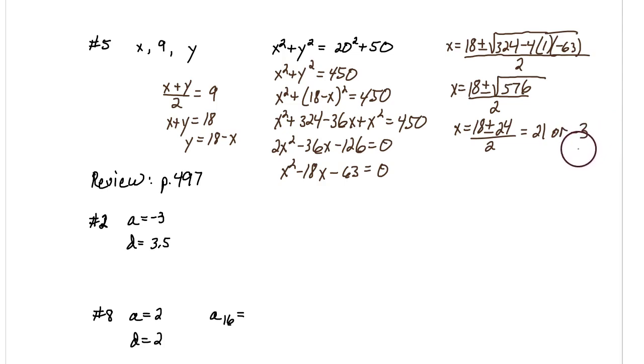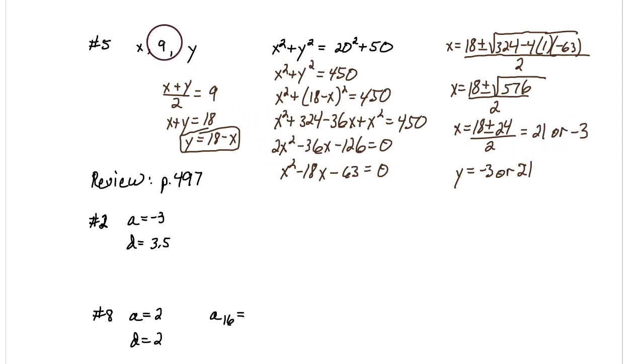Now that we know those numbers, we can plug them in to this equation that will get us the answer for y. So y will equal 18 minus 21, which is negative 3, or if you plug negative 3 in for x, we have 18 minus negative 3, which is 21. Notice the connection between these two values of y and these two values of x. You see how they're the same numbers? Well, that makes sense, right?